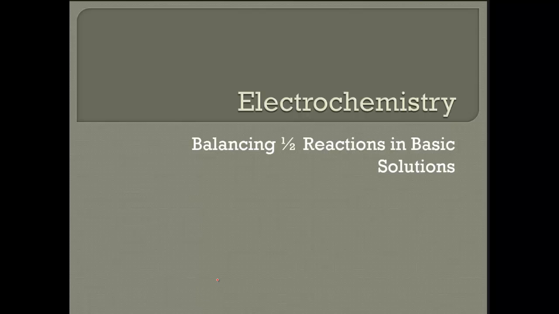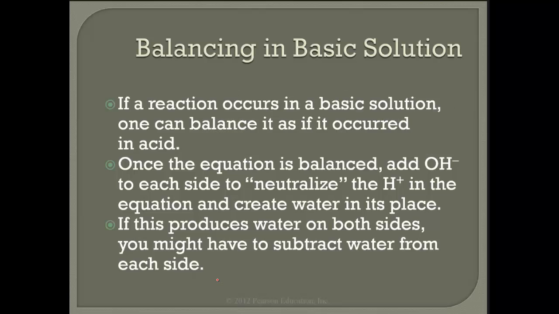In this tutorial, we will be discussing balancing half reactions in basic solutions. If a reaction occurs in a basic solution, one can balance it as if it occurred in an acidic solution. Once the equation is balanced, add OH to each side to neutralize the H plus in the equation to create water in its place. If this produces water on both sides, you might have to subtract water from each side.